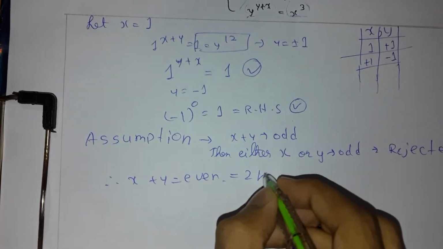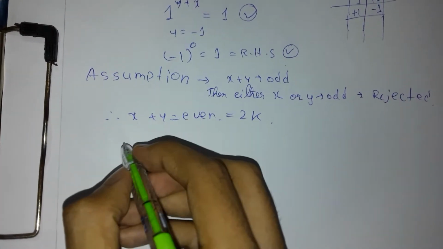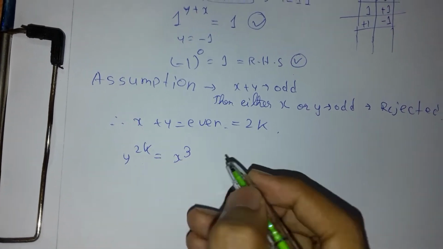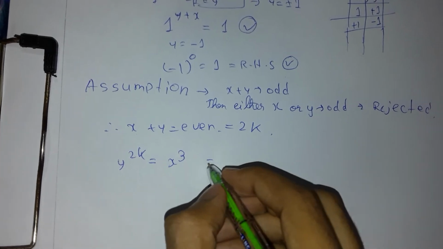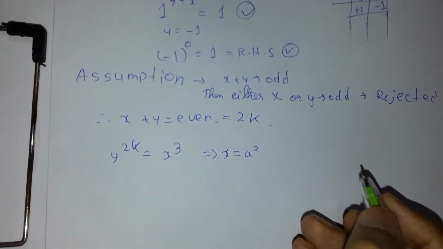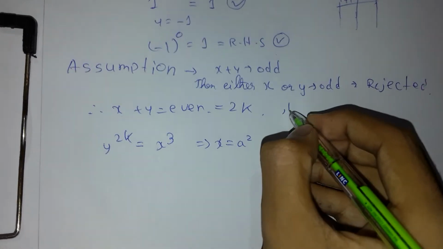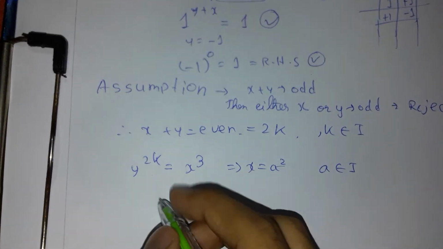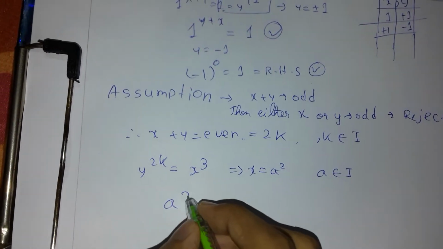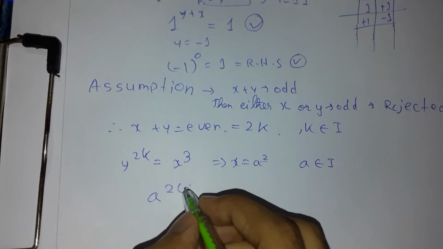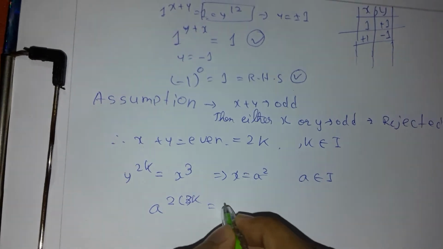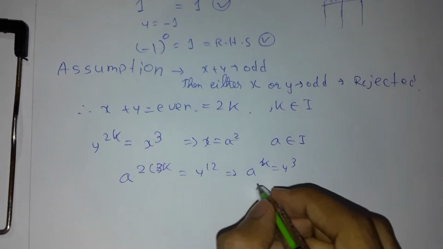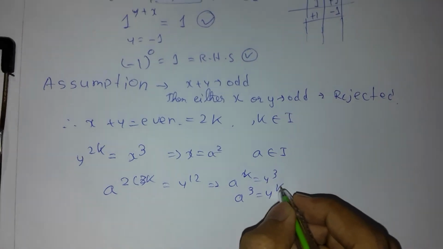Let us name it 2k. Now consider the second equation. We have y to the power 2k equals x cubed. So obviously it means that x should be of the form a squared, where a belongs to the integers and k belongs to the integers. Now if I plug in, in the first equation I get a to the power 2 of 2k equals y to the power 12, which gives us a to the power k equals y cubed, and the second equation gives us a cubed equals y to the power k.